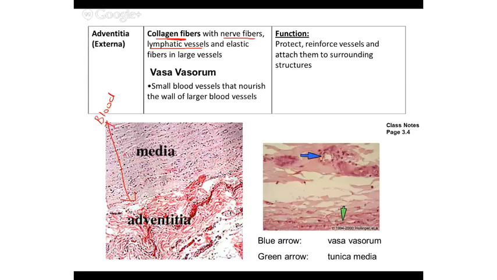So these guys in the middle, how are they getting oxygen and nutrients? In the adventitia, these little capillaries and blood vessels are delivering the oxygen and nutrients through to these muscle cells. The small blood vessels that nourish larger blood vessels are called the vasa vasorum. So our adventitia is protecting the blood vessel, reinforcing the blood vessel, and holding it in place, attaching it to the surrounding structures.